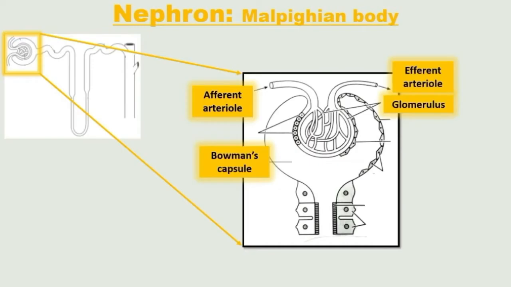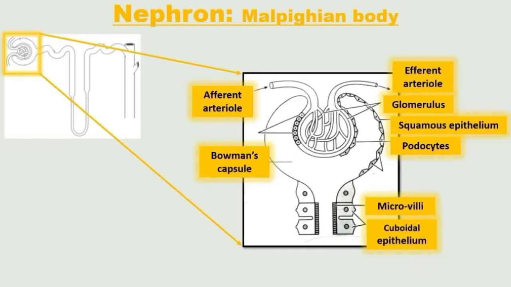that surrounds the glomerulus. The outer layer of Bowman's capsule consists of squamous epithelial cells. The inside of Bowman's capsule consists of cells known as podocytes. Then the end of the Malpighian body, or just the start of the proximal convoluted tubule, contains cuboidal epithelial cells, which contain microvilli, and that will obviously be for reabsorption of certain vitamins, minerals, and substances.